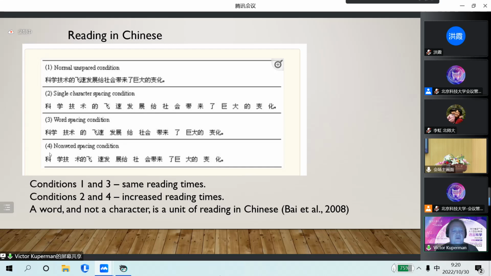Both conditions 2 and 4 showed increased reading times. They showed more processing effort. So that led this group of authors to conclude that it's a word and not a character that is a unit of reading in Chinese, and that in condition 3, even though spaces are unfamiliar and might increase the processing effort because of that, the time that it took to read the sentence was the same as a normal unspaced condition, meaning that there might be some advantage, especially for language learners, if words are separated in Chinese by spaces.